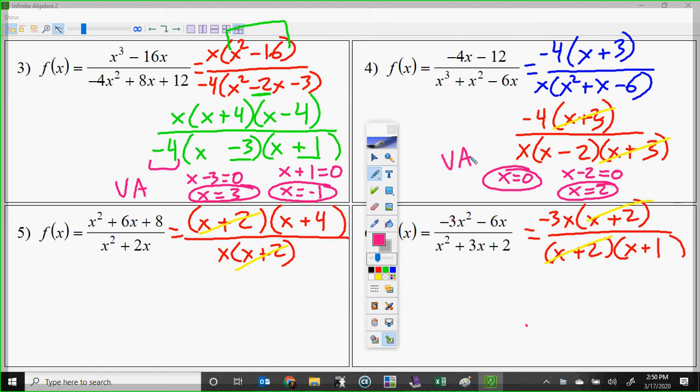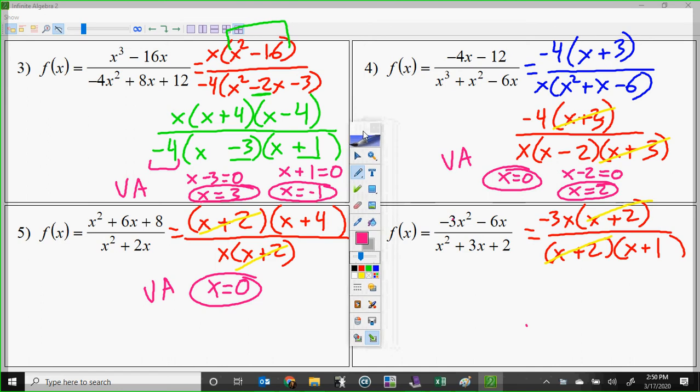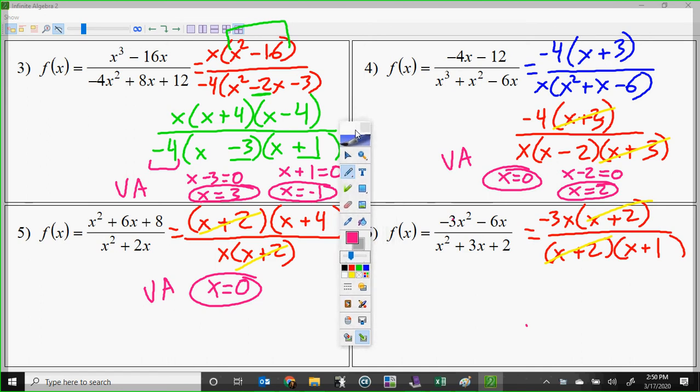Let's look at 5. I already canceled out my x plus 2, so I just have an x left. So I'll say x equals 0, and that's it. There's my vertical asymptote. And then come over to number 6. For number 6, I have an x plus 1. I have an x plus 2 as well, but that x plus 2 is canceled out. So x plus 1 equals 0. So if I subtract a 1, I get negative 1. There is my vertical asymptote. All right.